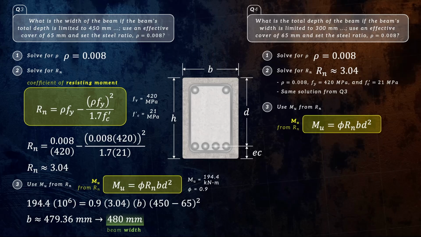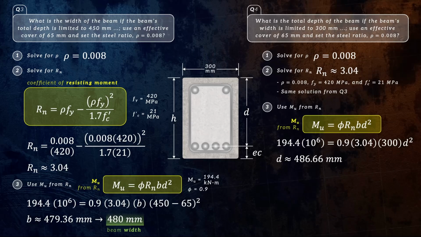Using this formula, we will have Mu, which should still be 194.4 times 10 raised to 6 to convert Mu from kilonewton meter to newton millimeter, equal to phi, still being 0.9, times Rn, which is 3.04, times b, which is given as 300 mm, times d squared. Solving for d, we will get a value approximately equal to 486.66 mm.